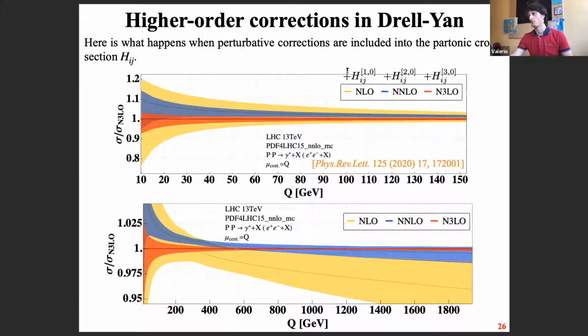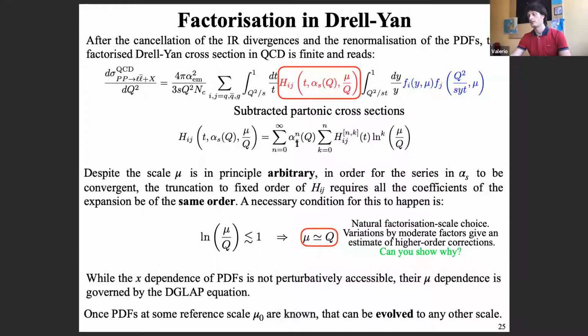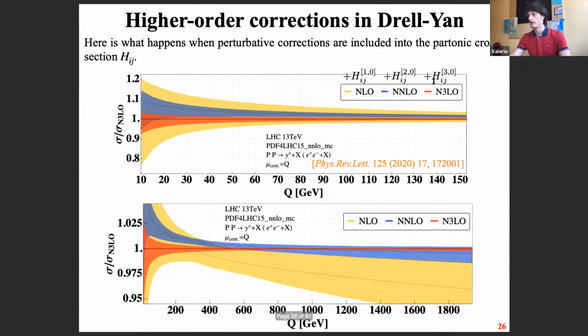And so you see that going from next-to-leading order, in which you include in this expansion the first two terms, to next-to-next-to-next-to-leading order, there is quite nice convergence, meaning that the difference between subsequent orders tends to become smaller and smaller. Also remarkably, something that signals that the series is converging is that the estimate of the theory uncertainty, which is pretty much estimated by varying the factorization scale around Q, becomes smaller and smaller as one includes higher order corrections. This means that higher order corrections are becoming smaller and smaller.